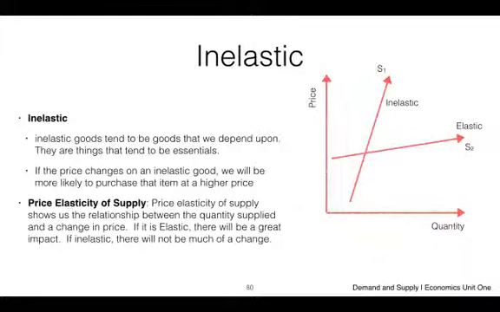Meanwhile, a more elastic good might be something like, again, morning coffee or takeout food that you order. Stuff that's not necessary for you to survive, but you enjoy. So as we see that, we'll be less likely to purchase those things at a higher price if they're elastic. Price elasticity of supply basically shows us the relationship between quantity supplied and a change in price. If it is elastic, there'll be a great impact, and we'll measure that with a horizontal line. If it's inelastic, there won't be much of a change.